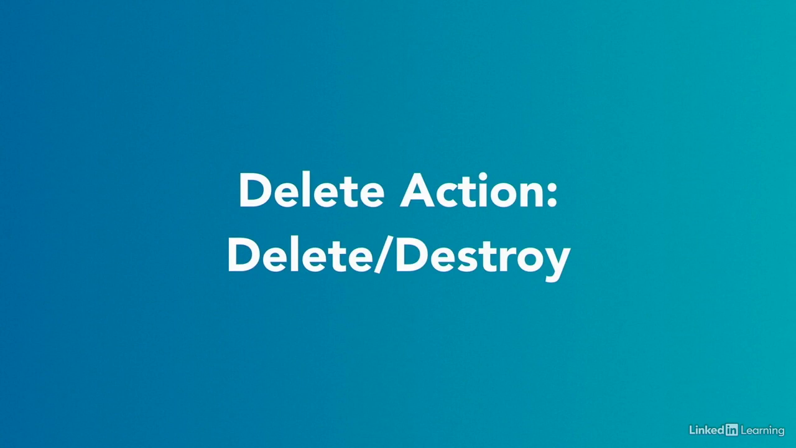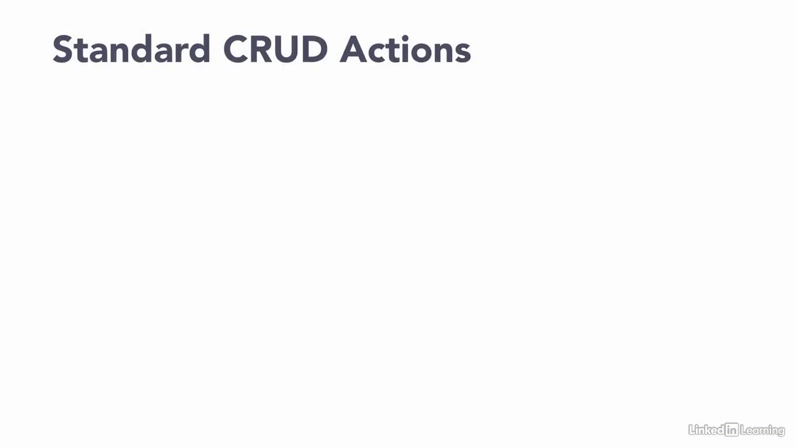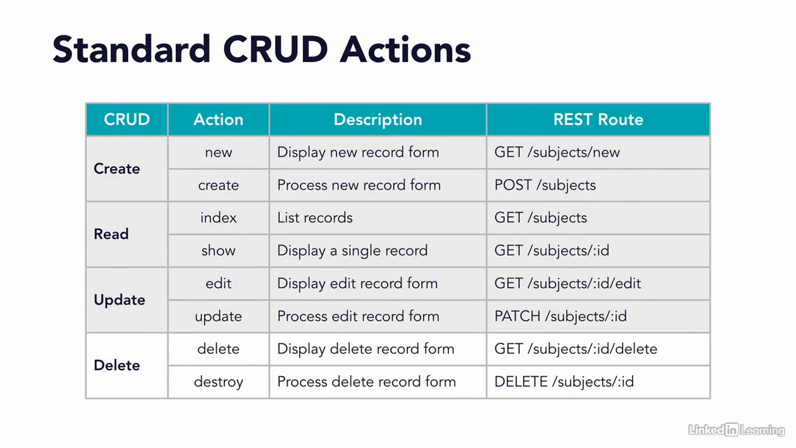We've now learned how to read, create, and update records. The remaining CRUD action is delete. Delete is also made up of two different actions, delete and destroy. Delete would display a delete record form, and destroy would actually do the destruction of the record in the database. Notice that the RESTful route for destroy is going to use delete as its verb.